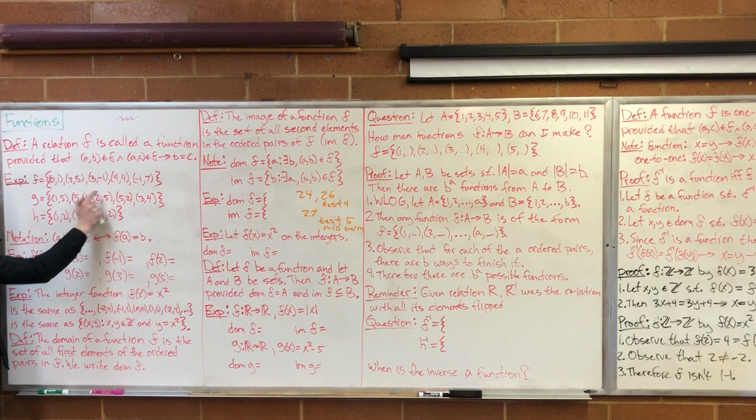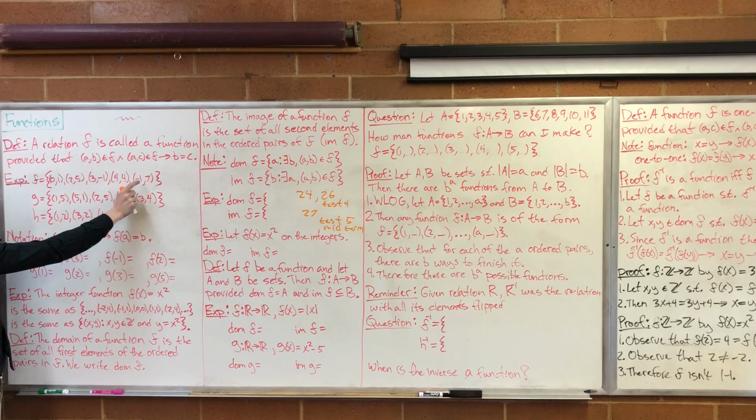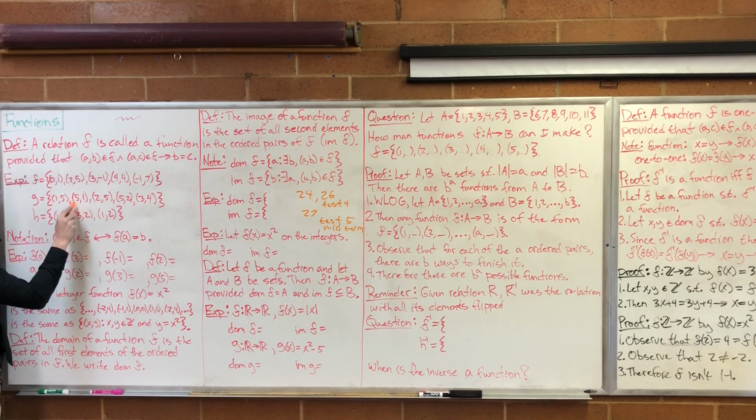Here we had a function. What's everything 0 into? Just 1. What's everything 2 into? Just 5. What's everything 3 into? Negative 1. What's everything 4 into? 4. What's everything negative 1 into? 7. Every left-hand element is paired with only one right-hand element. Here we have the same left-hand element being paired with two different right-hand elements. So it's not a function.